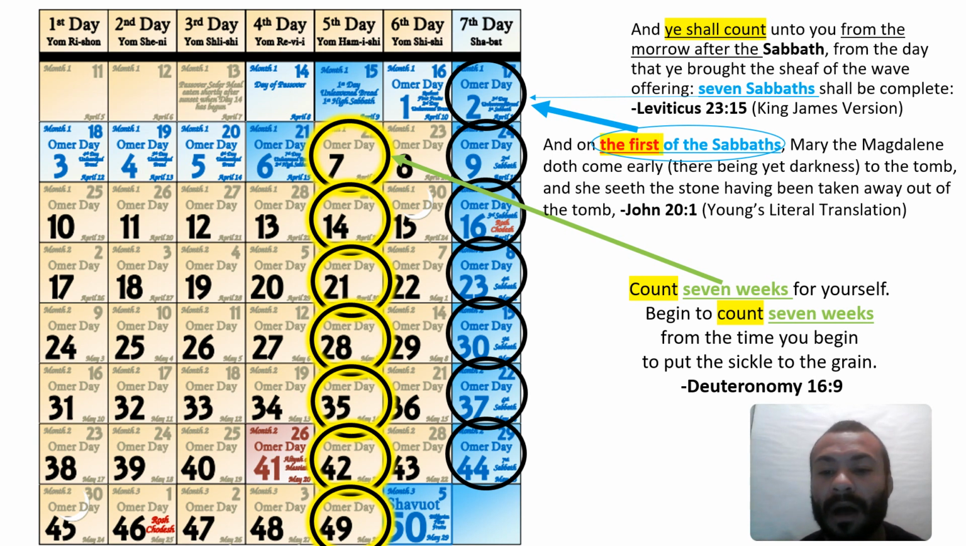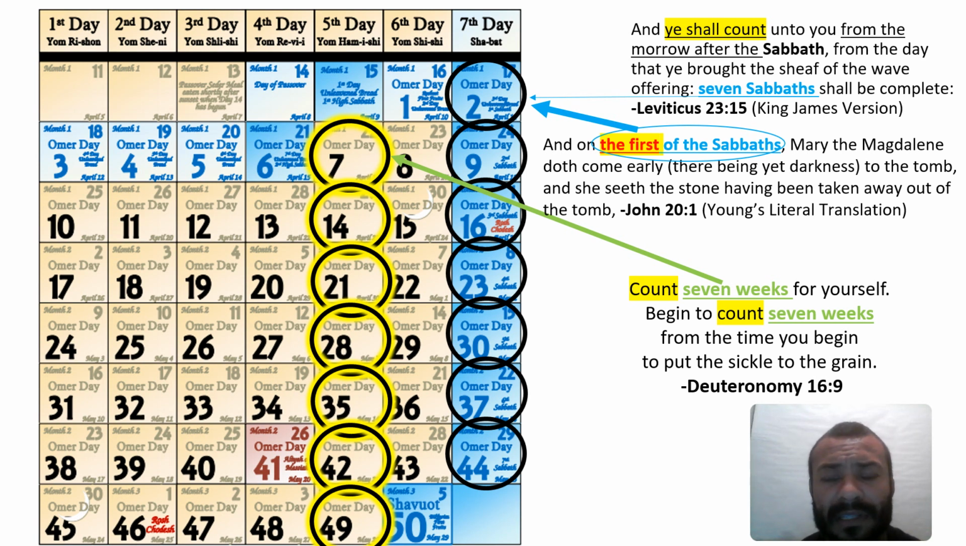So, count 7 weeks for yourself. Begin to count 7 weeks from the time you put the sickle to the grain, and that is on day 16 of month 1. When we come back, we're going to be looking at that morrow after the 7th Sabbath, you shall count 50 days, and we're going to look at it a little bit closer.